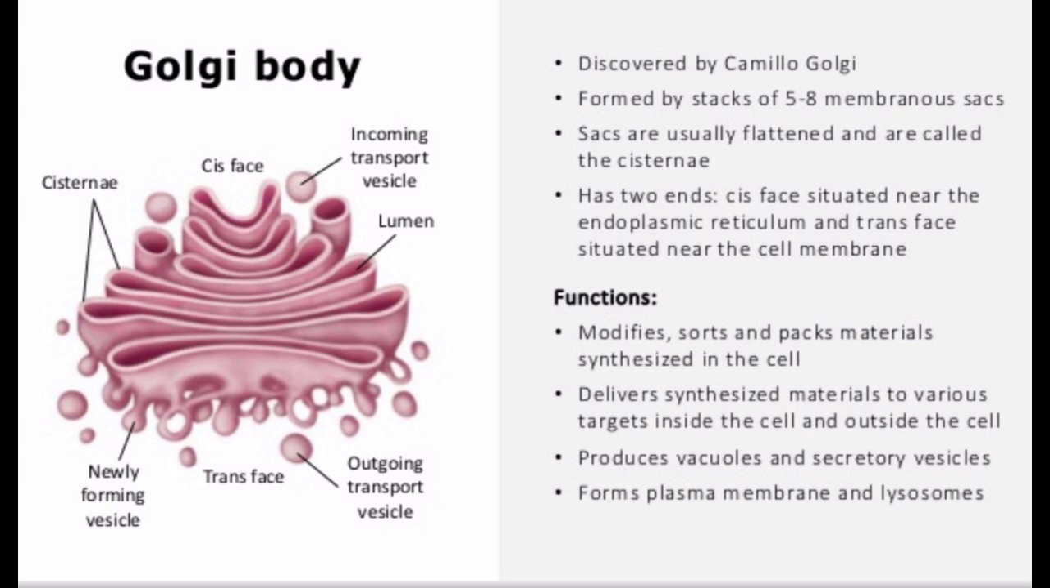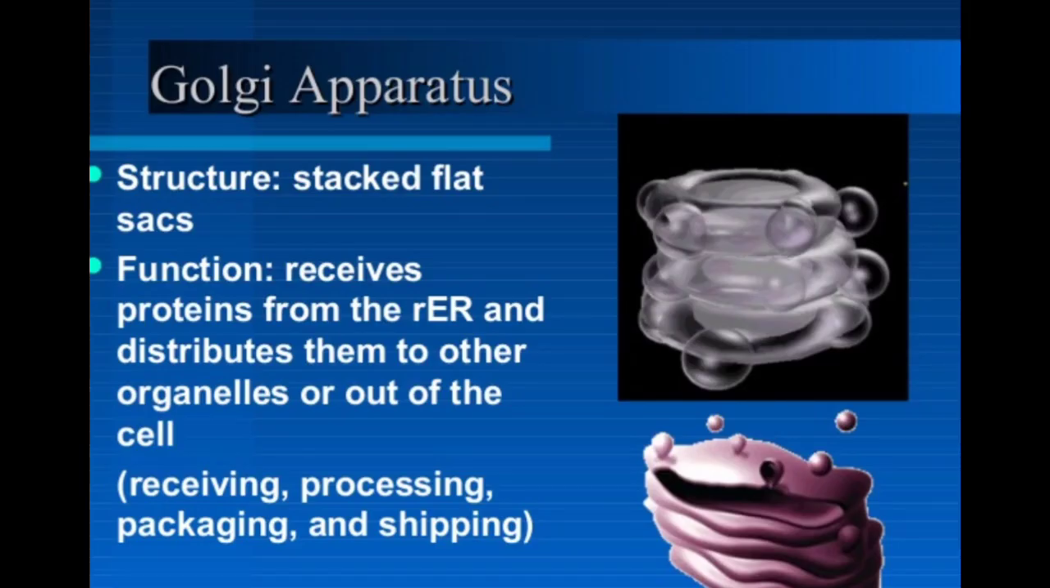Now we will discuss about functions of Golgi apparatus. It is associated with secretions of the cell, such as enzymes and hormones. As we know, it is formed by the endoplasmic reticulum. So first of all, it will receive the secretions of endoplasmic reticulum. Then it will participate in the modification of substances from the endoplasmic reticulum. That means it will participate in the processing of the substances received from the endoplasmic reticulum, then packaging and shipping of the substances.